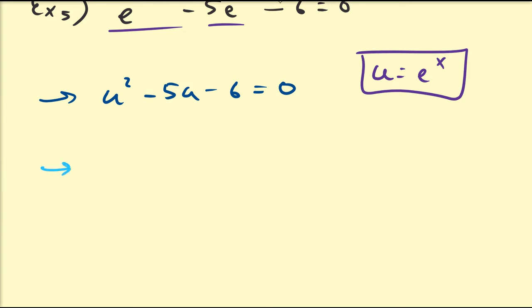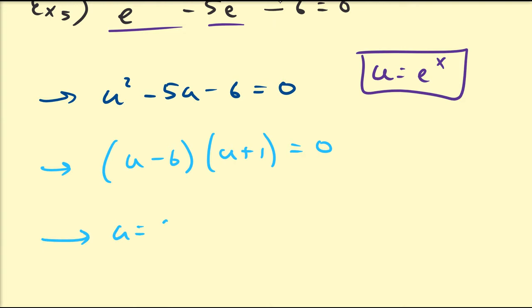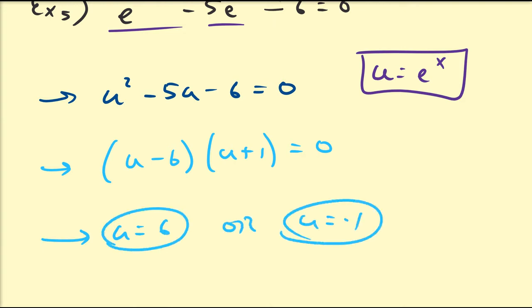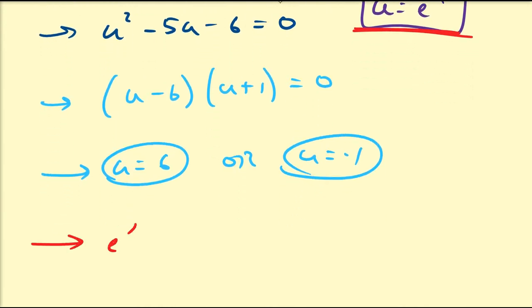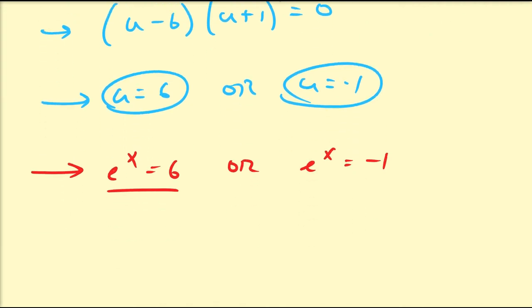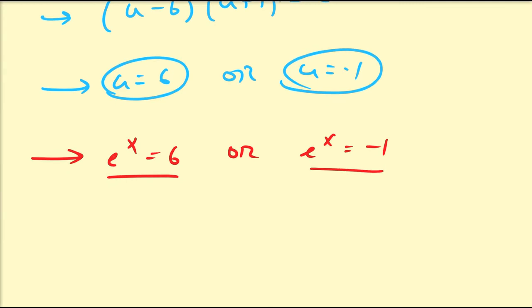So if I factor this, the factoring actually doesn't really change much. So we're still going to have a u minus 6, and then we're going to have u plus 1, and that's going to be equal to 0. Right? So we have two solutions, either u is equal to 6 or u is equal to negative 1. So then I'm going to go back in terms of u and replace. So I have e to the x is equal to 6 or e to the x is equal to negative 1. And then we can solve each of these baby exponential equations, right?